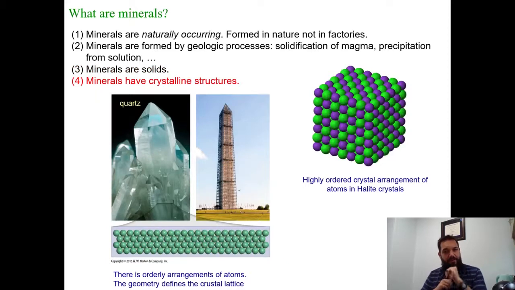Now, a very, very important aspect of minerals that's a little bit harder to understand is they have to have a crystal structure. So what does a crystal structure mean? Well, it means that every atom in the mineral has a place, and there's a place for every atom. So if you look at this mineral structure of halite, which is rock salt, you can see that it goes purple, green, purple, green, purple, green, purple, green. Okay? You notice that there's a pattern.